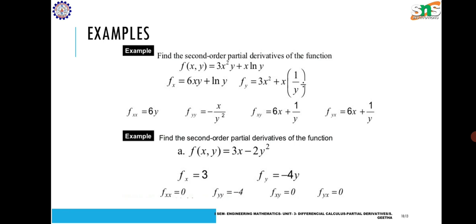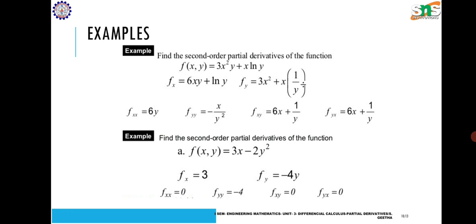Now we are going to find the double derivative of f with respect to x. So fxx is equal to, in fx we are having only one x function, that is 6xy. So log y will be 0. Differentiating x we get 1. So f double x value is equal to 6y here. Next fyy. In fy, that is equal to 3x square plus x into 1 by y, we are having only one y function, that is 1 by y. Differentiation of 1 by y is nothing but minus 1 by y square. So fyy is equal to minus x by y square here.